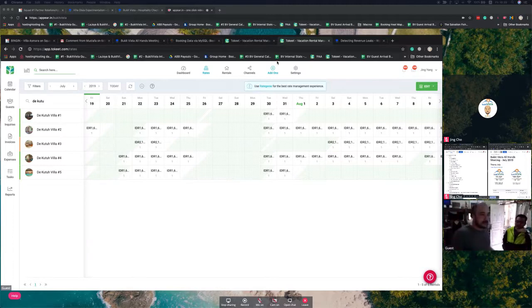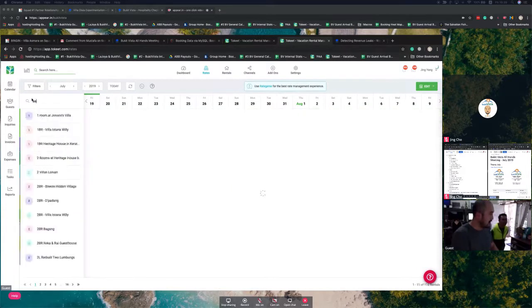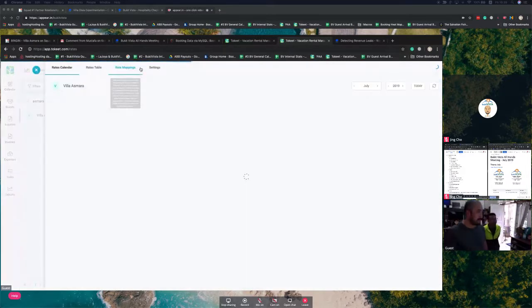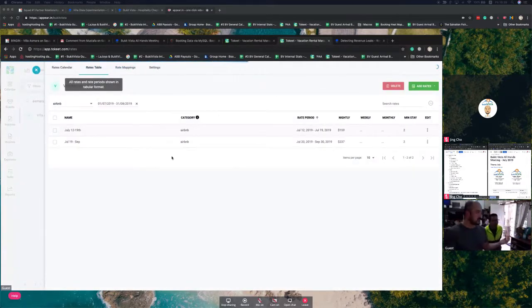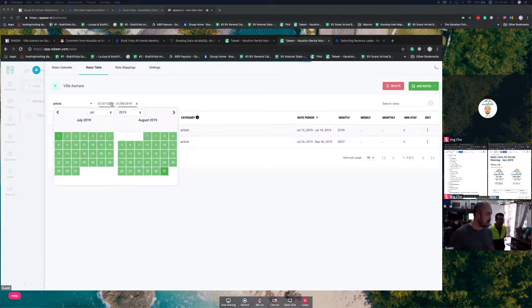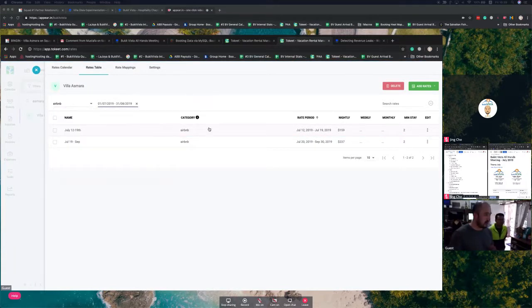All right, so let's take a look and see what is happening at Villa Asmara. We take a look at the rates, and then I look on Airbnb, and okay, all right. These rates go all the way to December. Okay, so the rate is 237, which is actually a little bit larger than the July rates.